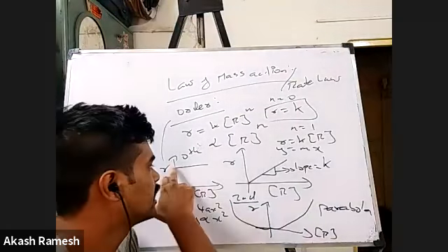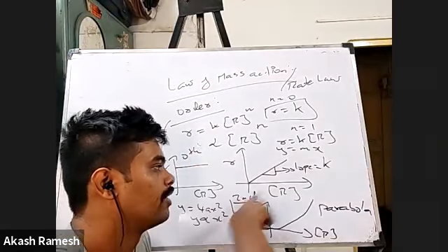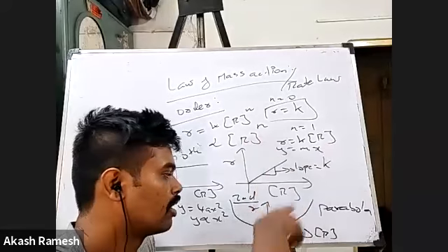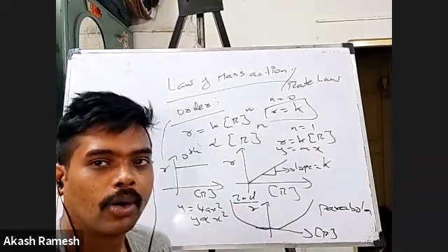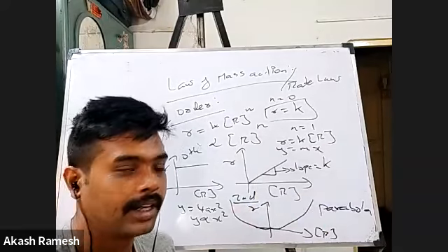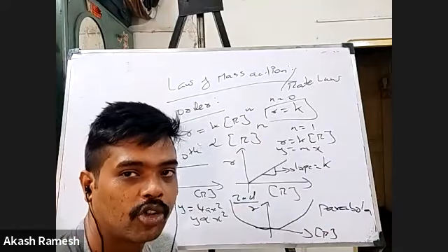If I see a straight line like this, it is 0th order. If it is a straight line like this, it is first order. If I get a parabola, it's second order. So like this, I'll be able to predict what is the order of the reaction, right? But this method is not that useful, right?